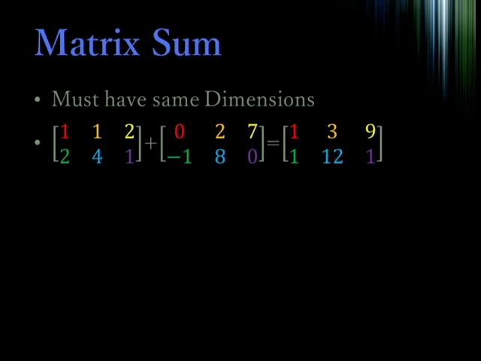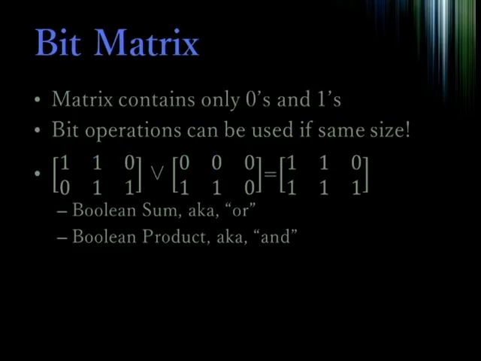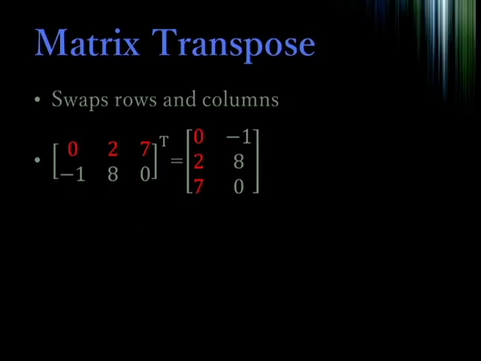If we have two matrices which contain only zeros and ones, these are called bit matrices. We can perform a Boolean sum by performing an OR bitwise for each matrix position. Similarly, we can perform a Boolean product by performing an AND bitwise. Moving on, occasionally it may be useful to swap the rows and columns of a matrix, so we have what's called a transpose. The transpose operation simply takes the first row and turns that into a first column of a matrix, and so forth.